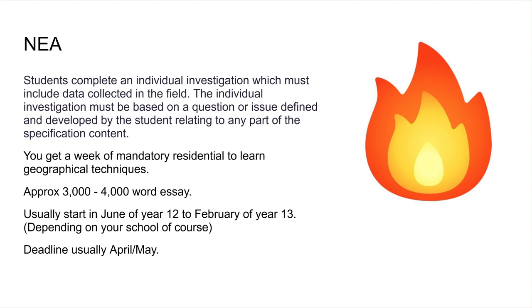I'm kidding. In terms of this NEA, it's approximately a 3,000 to 4,000 word essay, where in my school we started in June of year 12 and ended around February of year 13. This depends on your school. They could start in September of year 13, which would be treacherous and horrible, because that's all your UCAS stuff. But they might do that. And then I think the deadline is around April, May.